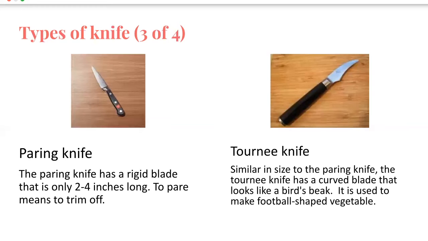Next is the turning knife. The turning knife is similar in size to the paring knife. It has a curved blade that looks like a bird's beak. It is used to make football-shaped vegetables.